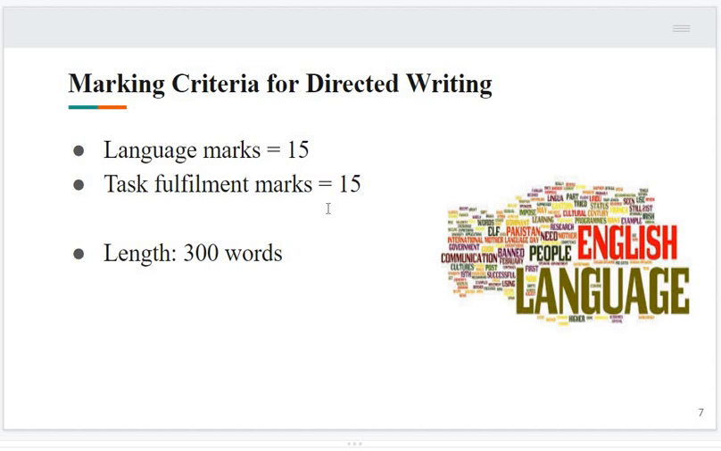Task fulfillment marks. It means the task which has been assigned to you through your exam question. Usually there are 3 points, and whether you have followed those points or not. 15 marks are assigned to those 3 points. And the length of the letter should be 300 words. So quality and quantity has been described in this slide.